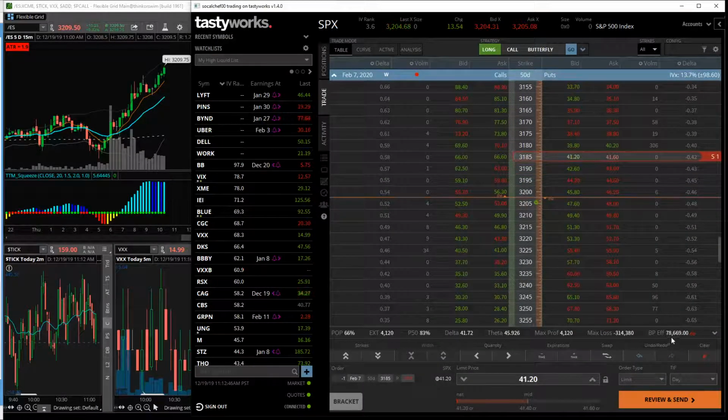Buying power effect, $78,000 if I wanted to short a put on the SPX. My max loss is $314,000, but they're only going to make me put up $78,000. That's what the broker determines the risk is at that time. So don't think you have to have margin times 2 or whatever to put it on. You're not using margin, so there's no overnight margin risk or margin interest rate, because you're not borrowing cash. Okay.